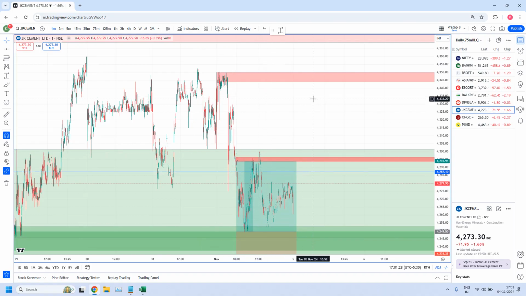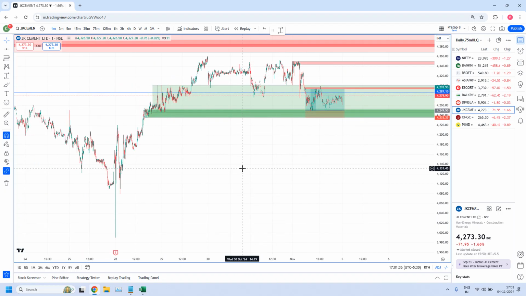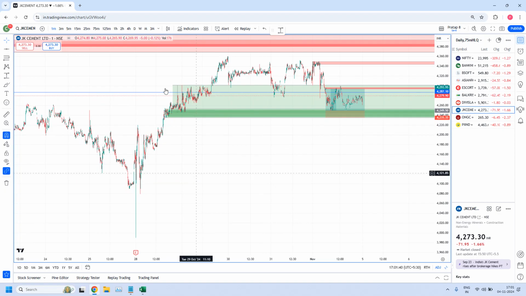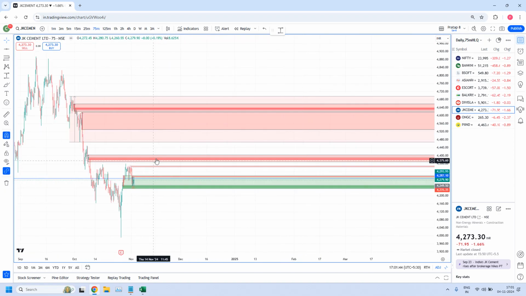So this is about a successful trade. JK Cement is currently moving between a 75 minutes high liquidity demand zone and a 75 minutes high liquidity supply zone. Prices are currently moving. Until one of these zones is violated, you get trade opportunities on either side.